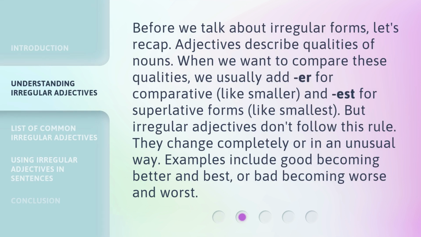Before we talk about irregular forms, let's recap. Adjectives describe qualities of nouns. When we want to compare these qualities, we usually add "er" for comparative, like smaller, and "est" for superlative forms, like smallest. But irregular adjectives don't follow this rule. They change completely or in an unusual way. Examples include good becoming better and best, or bad becoming worse and worst.